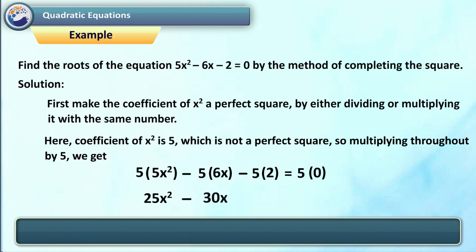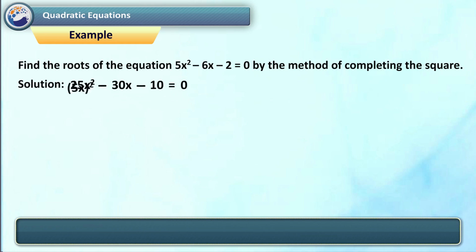25x² - 30x - 10 = 0. 25x² can be written as (5x)². For the second term, we multiply 2 with the first term 5x multiplied by 3 to get 30x. Now the square of 3 is added and subtracted to balance the equation, and then finally -10 = 0.